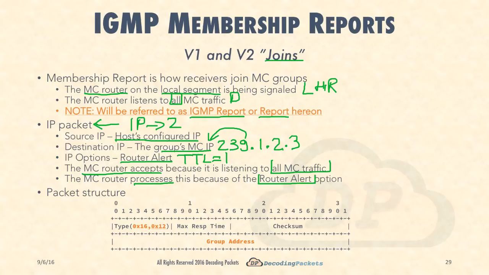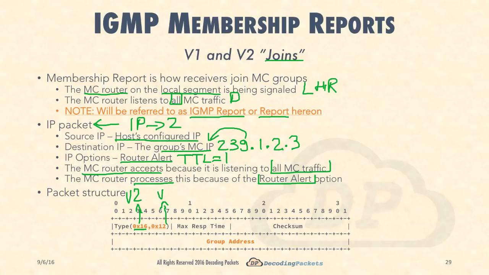Now, 16 is the membership report for version 2. And you would also see 12 used because IGMP version 2 is backwards compatible with version 1.